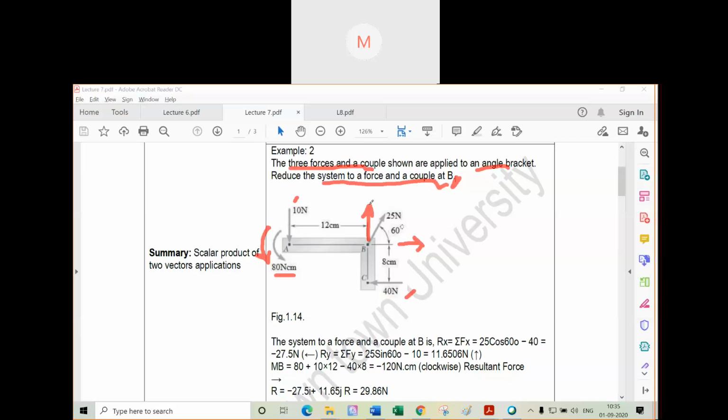Did you understand? Okay. So now if you divide this into x and y components, what happens? This 25 is there, so this will be what? Cos 60 degree, okay?